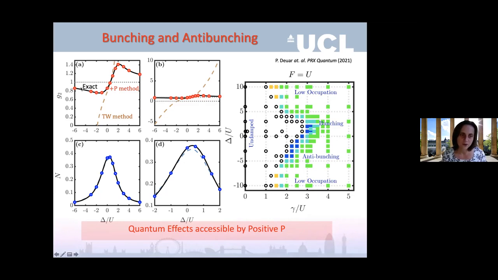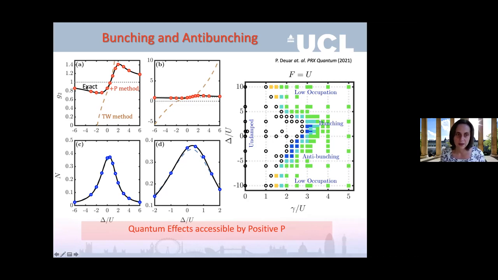Running positive P, we could see that we could reproduce exactly. The results were lying on the exact solution. However, truncated Wigner would completely fail to describe correlation. Truncated Wigner was actually good to describe the occupations, because occupations can be described easily even by mean field calculations. This is not difficult to describe. But if you really wanted to look at correlations such as G2, the truncated Wigner was not good to describe that. However, we could see that we were in either the anti-bunching or bunching regime.